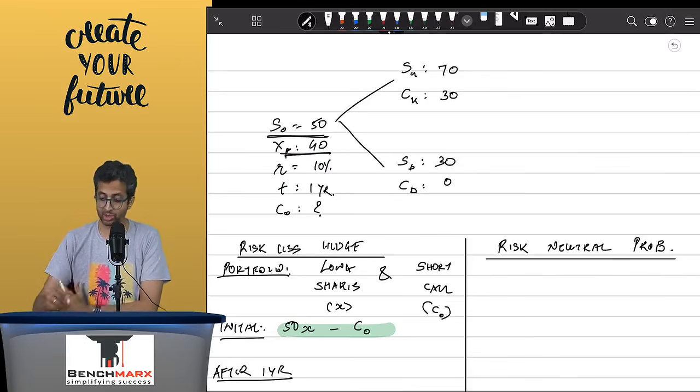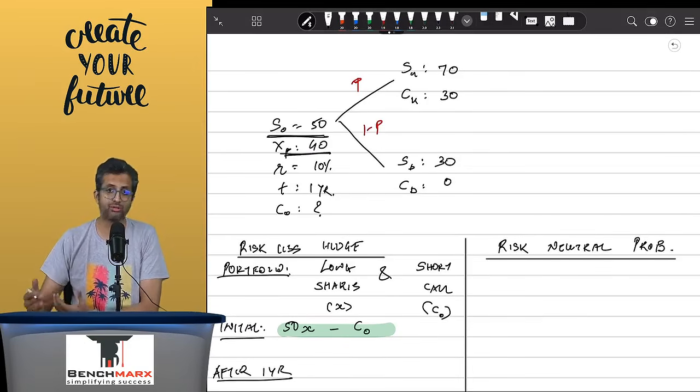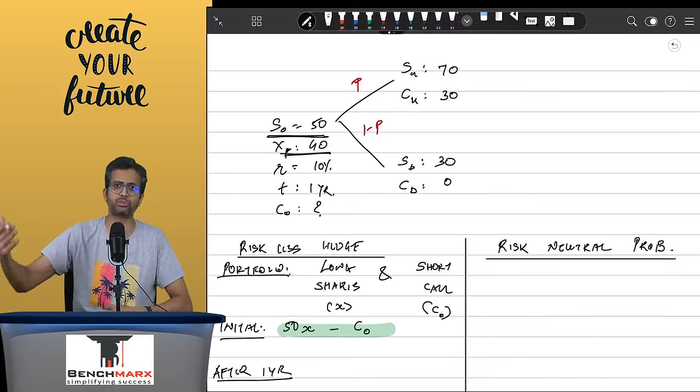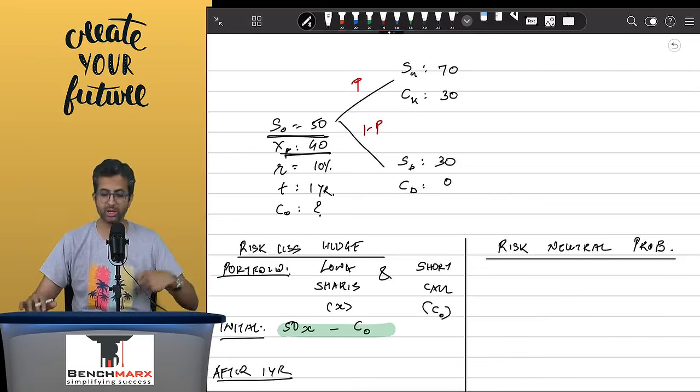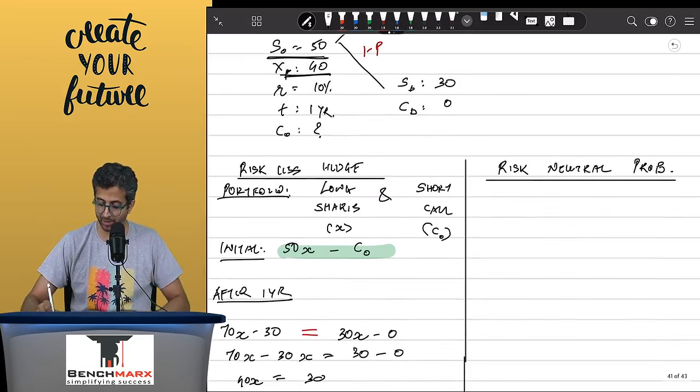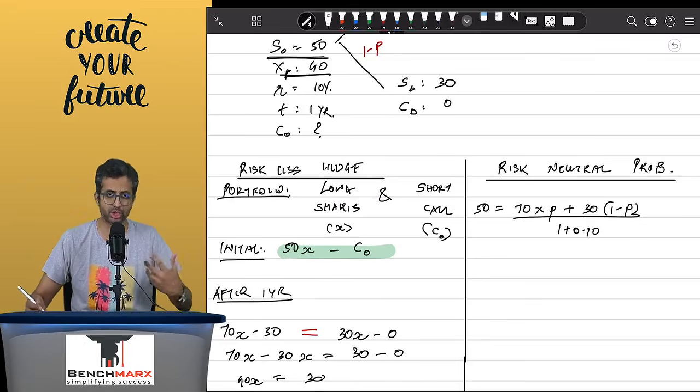Now what does this approach say? The second approach says there are two possibilities. Let the probability of an up move be P, let the probability of down move be 1 minus P. So the value of a share today, which is 50, is going to be the present value of future possible share prices. That can either be 70 or it can be 30. So basically your price today, that is 50, will be based on 70 into P plus 30 into 1 minus P. But these are prices after 1 year. So this is into 1 plus 0.10, assuming a simple interest application, annual compounding.